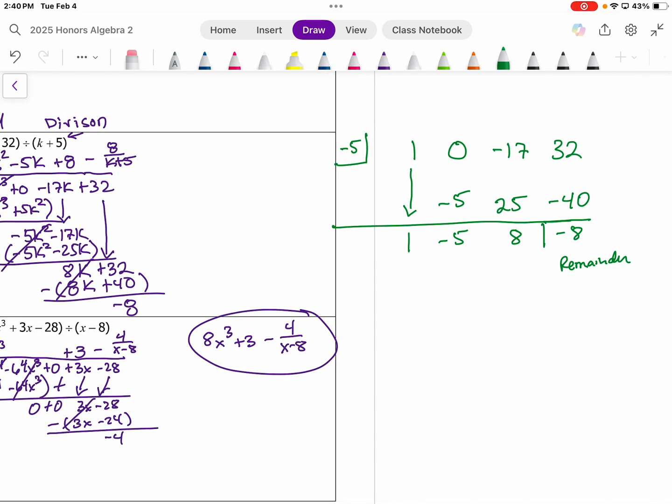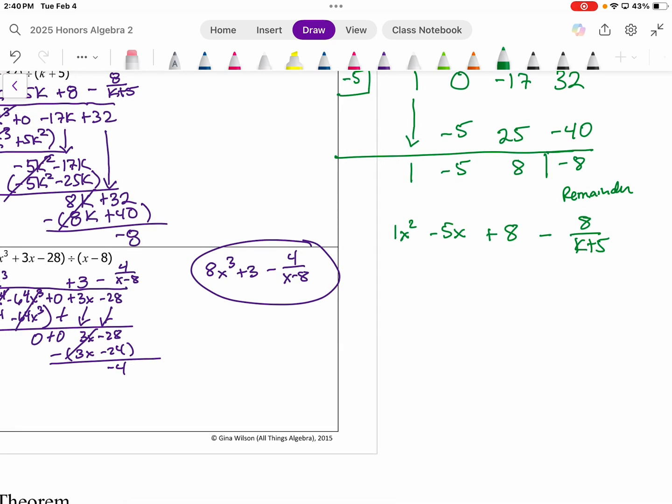And again, as I write my answer, we know it's -8 over x plus 5. There is a positive 8 in front of it, a negative 5x. I still have one more number, so that means I have 1x squared in front. As we start writing our answer, it's remainder, constant, x to the first power, x to the second power. If I still had more numbers, I would do x to the next highest power as I keep going.